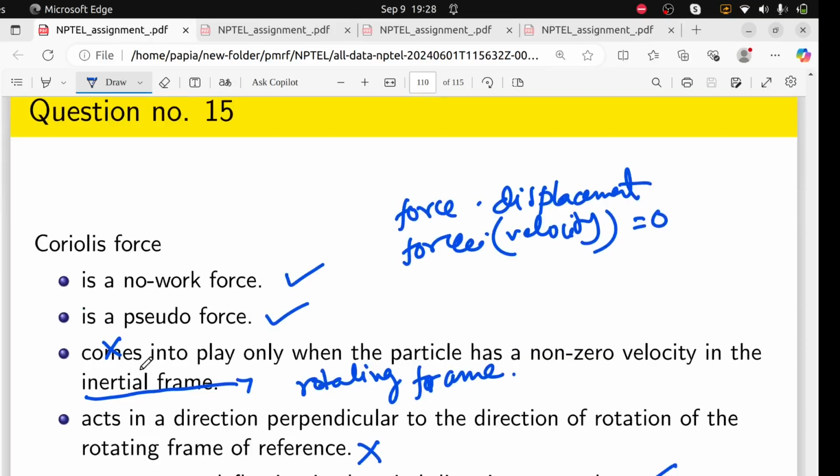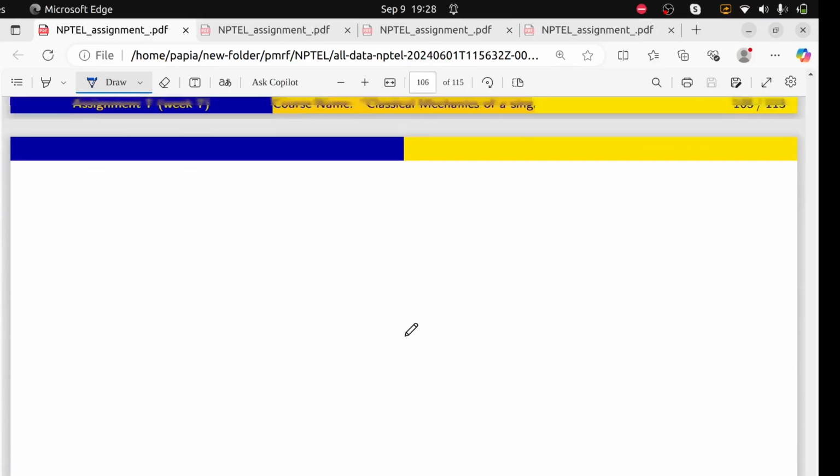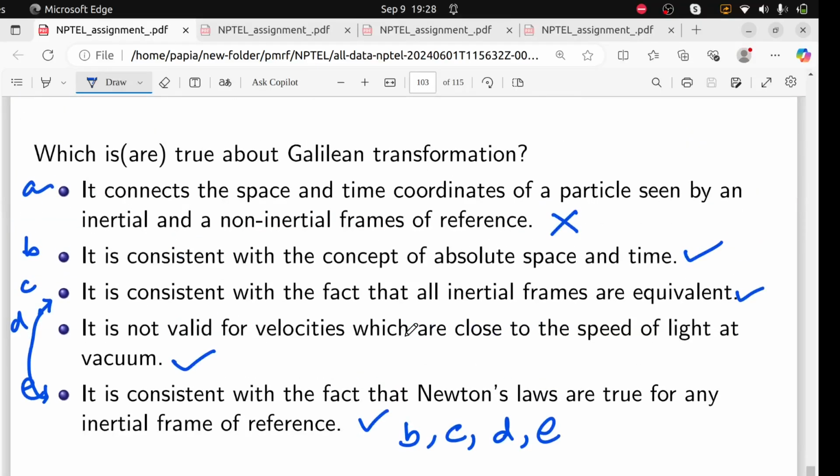So this one was the last question. They are asking about the Coriolis force, what is the nature of that. Then the previous one was about the Gaussian transformation, and which one will be the correct one. We can see that B, C, D and E are the correct ones.